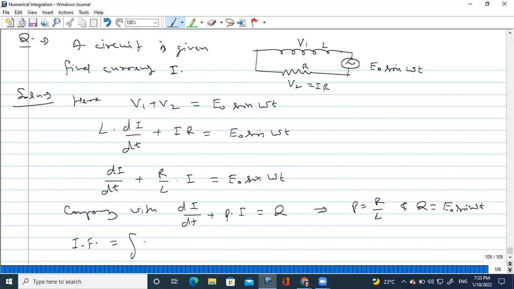The integrating factor will be e to the power integral p dt. So integral R by L dt. R by L both are constant. So e to the power R by L into t. This is the answer. Okay, so note down this. If any step you are not getting, please tell me.